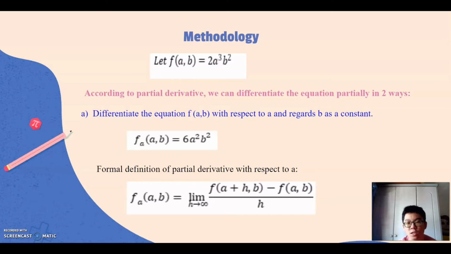So according to partial derivative, we can differentiate the equation partially in two ways. First, we can differentiate the equation f with respect to a and regard b as a constant. Hence, the result will be 6a squared b squared.